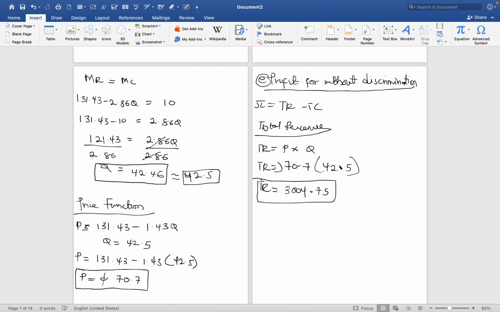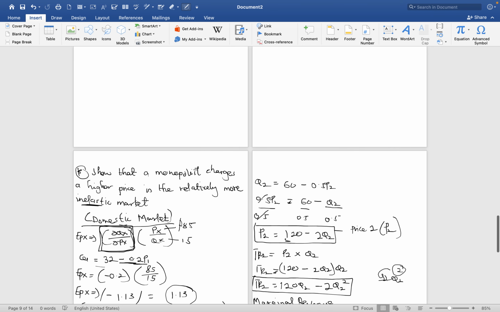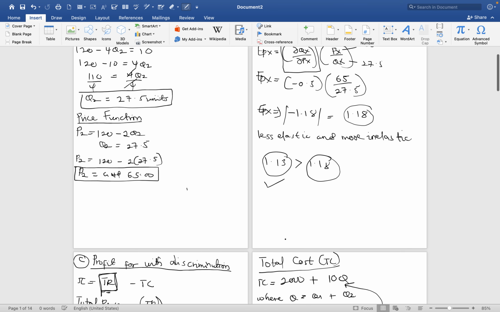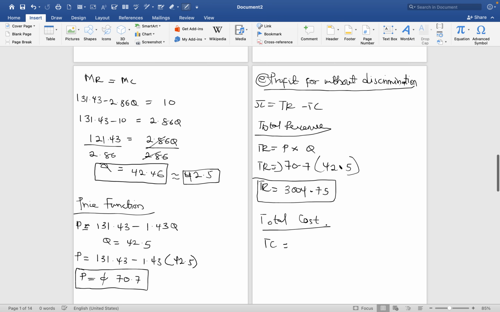So take note, you already know the total cost because we've solved it previously. So our total cost, which is TC. We've already solved it. There's our total cost. Total cost is 2425.